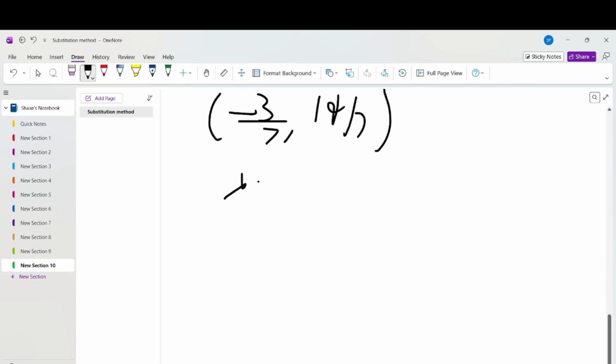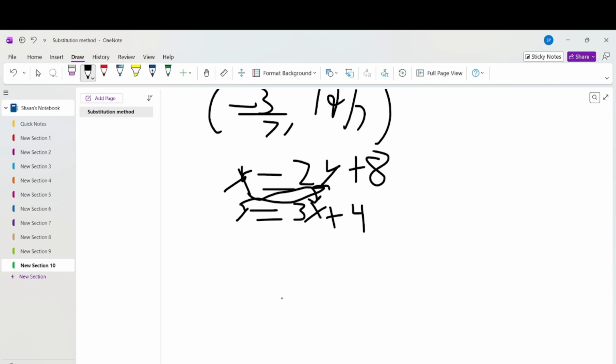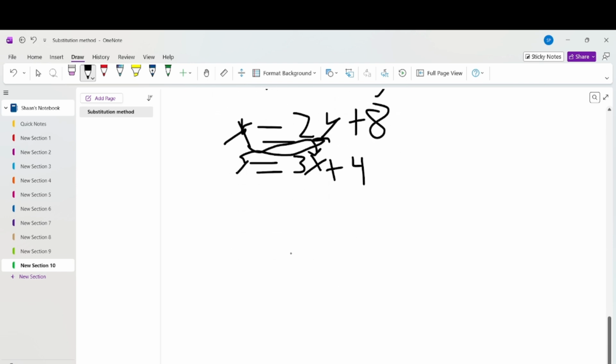Let's say we have x is equal to 2y plus 8, and in a different equation we have y is equal to 3x plus 4. So now there's two different things we can do, right? We can either substitute an x into this equation, or we can substitute y into this equation. I'm just going to substitute x into this equation. So x is equal to 2y plus 8, right?